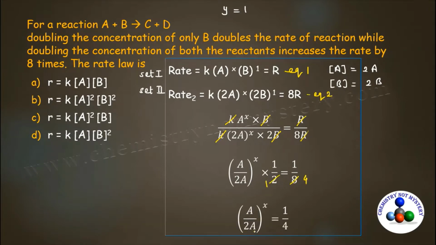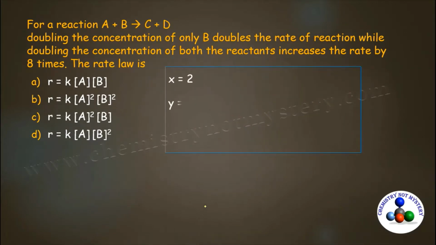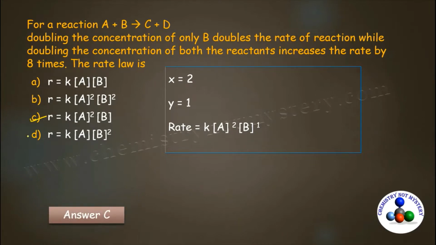So here we can divide it. You will get A over 2A whole raised to the power x is equal to 1 by 4. So A and A will get cancelled out and here you will get 1 by 2 raised to the power x is equal to 1 by 4. So the value of x will be 2 and the value of y we have calculated as 1. So the rate law will be rate is equal to K A raised to the power 2 multiplied by B raised to the power 1. So option C will be the right option for this question.